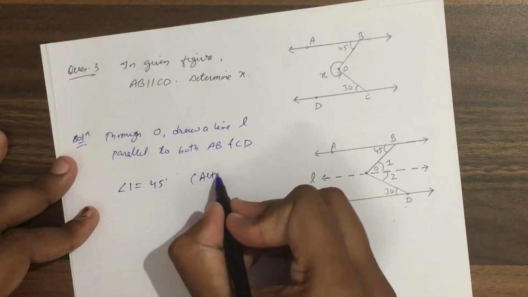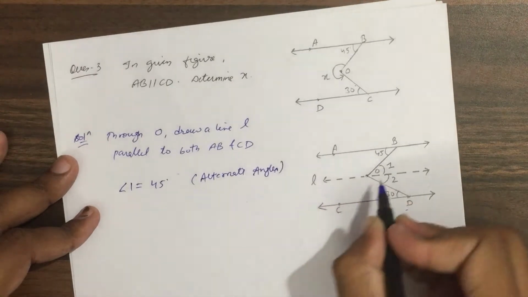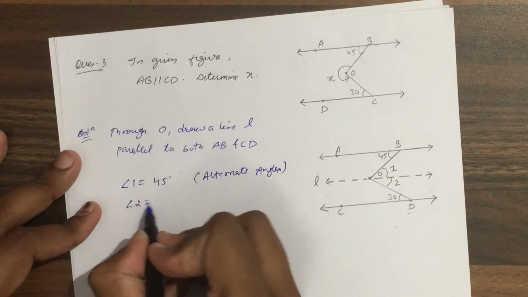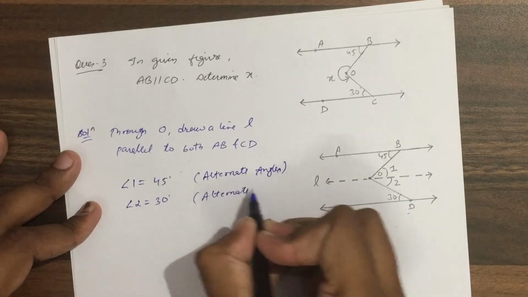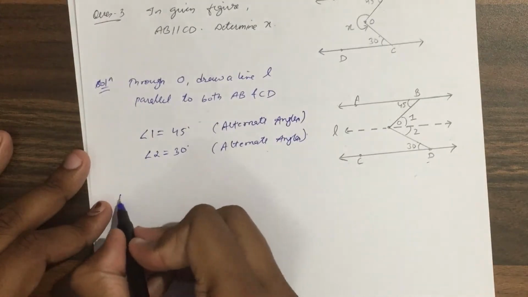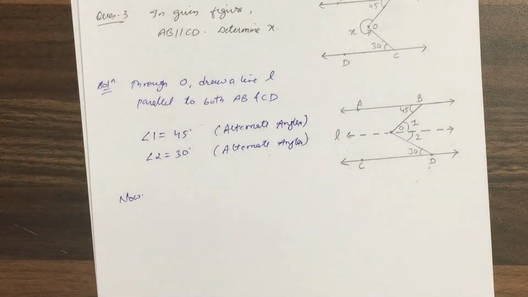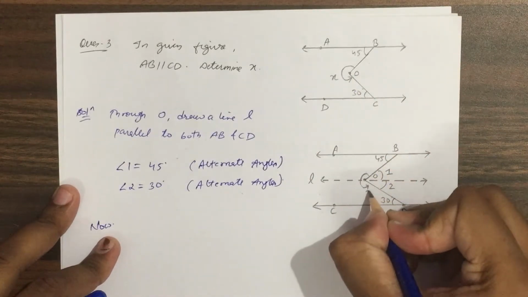Okay. Alternate angles. Similarly, angle 2 will be equal to 30 degree. Alternate angles. Angle 2 equal to 30 degree. Reason? Alternate angles. Okay. Now you can see that this is your X. Okay. This is the angle you have to find, it is X.